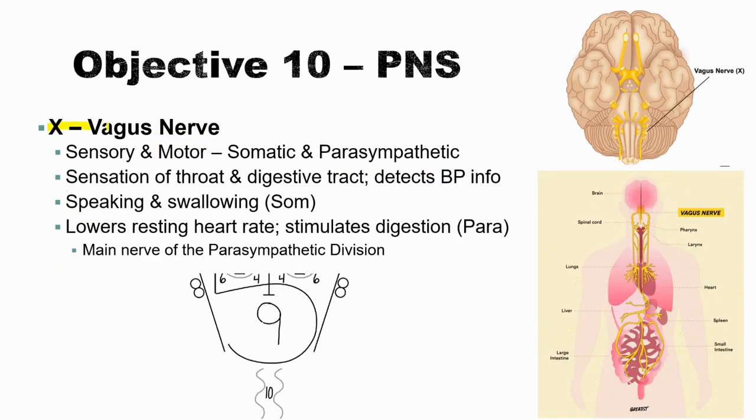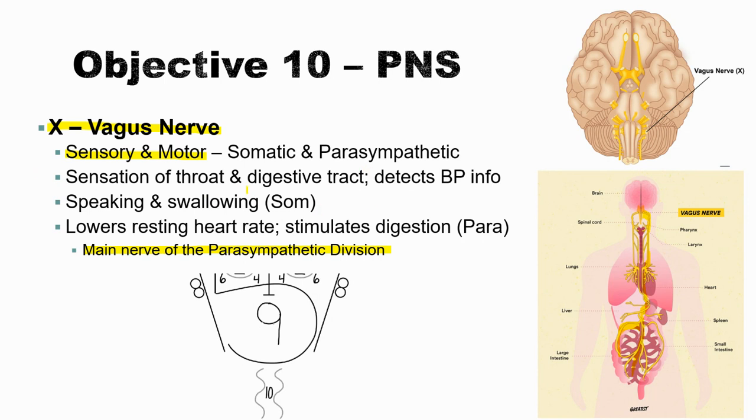Number 10 is the vagus nerve. Okay, and the vagus nerve is the main nerve of the parasympathetic division, which is your rest and digest division. You're going to learn about that in chapter 15. And so it's also going to be both sensory and motor. And if you see the picture here, you can see that the vagus nerve, it's going to branch out and extend all the way down into other branches of nerves, pretty much all the way down into your digestive system. So this is why it's going to be the main nerve of your parasympathetic division.